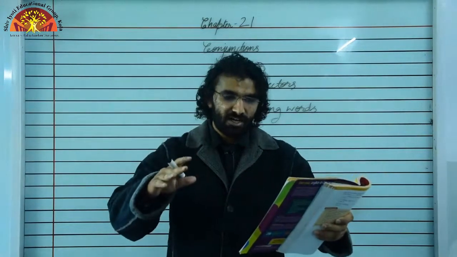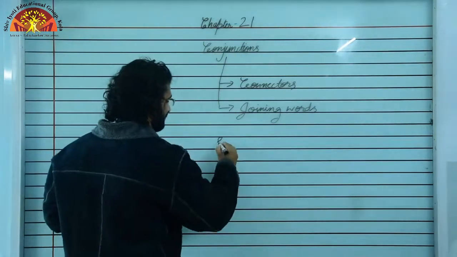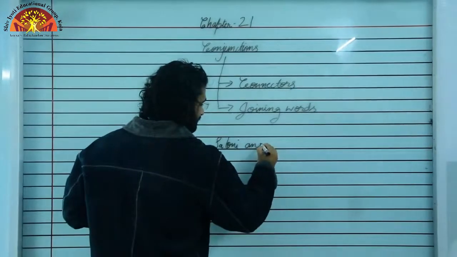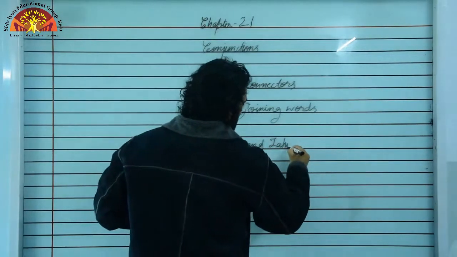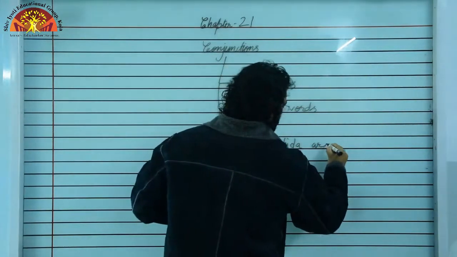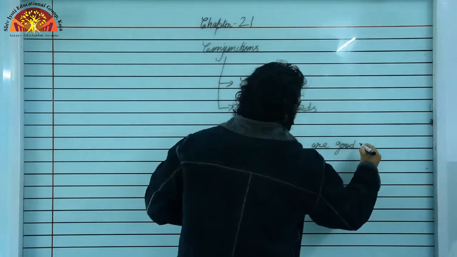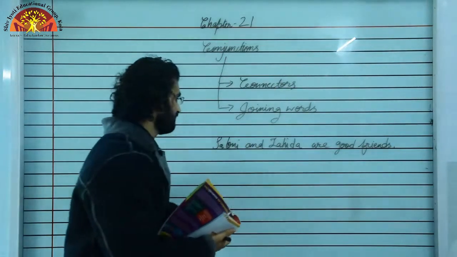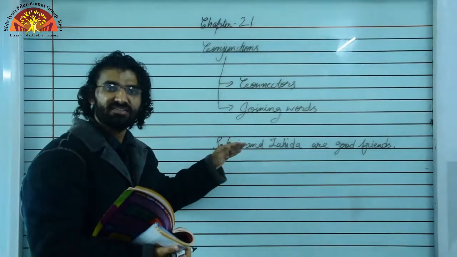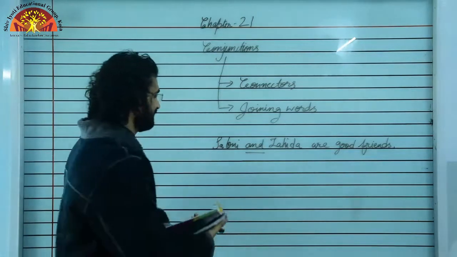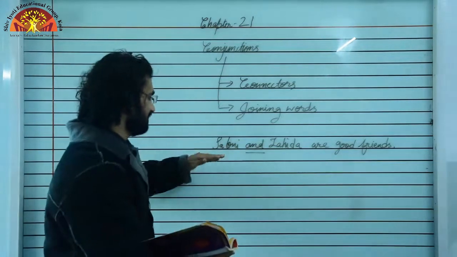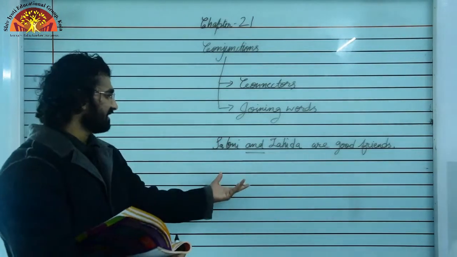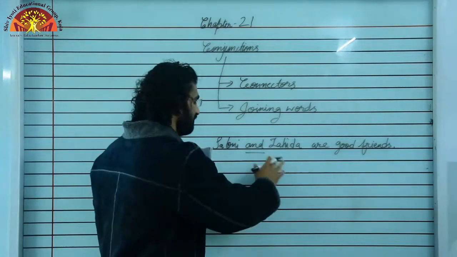"Saloni and Zahida are good friends." See the first example. Saloni and Zahida are good friends. Do you see this "and" here? This "and" is working as a conjunction. It is joining these two words. Saloni is a different word, Zahida is a different word. With the help of this conjunction, we have joined them. So we have joined two words here.